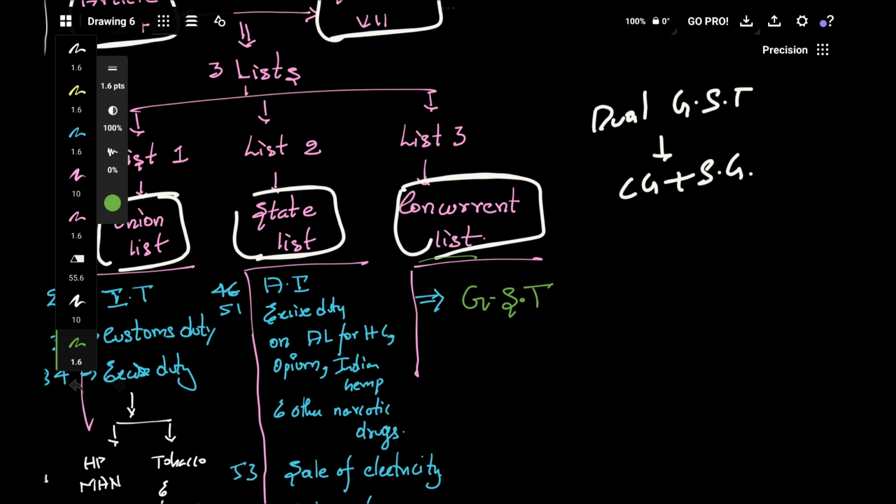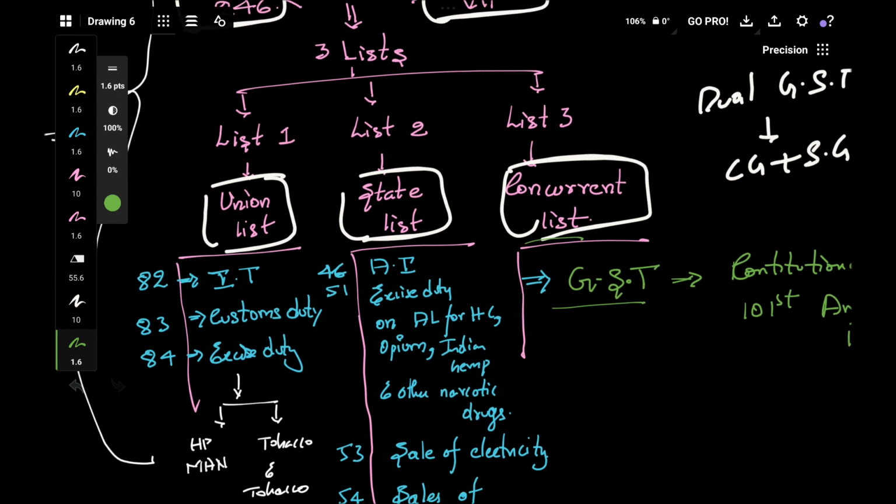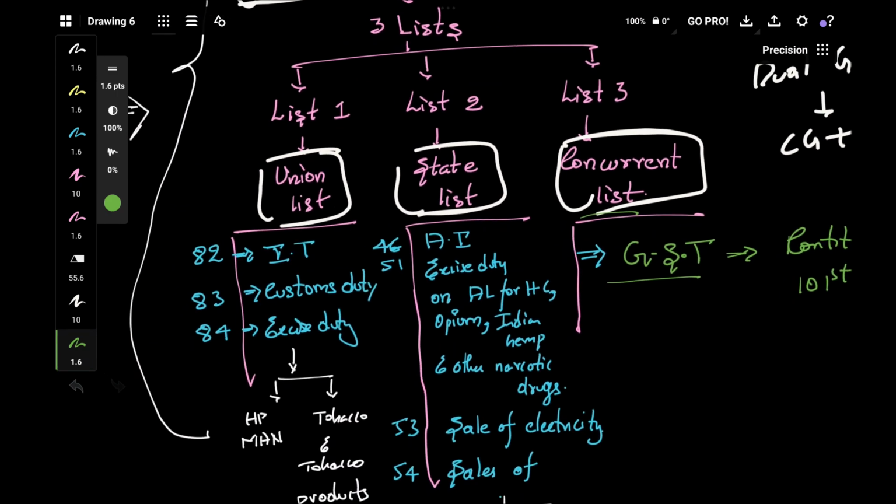So in order to place GST here, we have made a constitutional amendment, the 101st Amendment Act. So we have made this act and placed GST here in the concurrent list. So we have amended the Constitution this way.